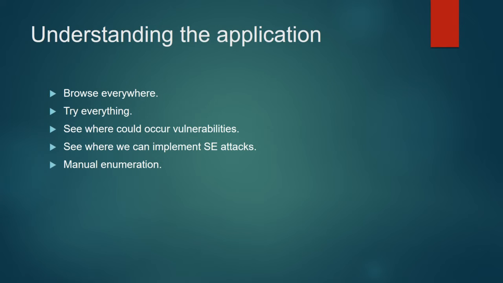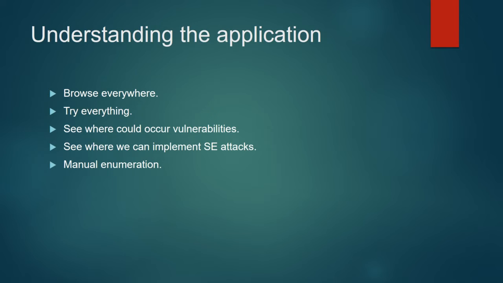Therefore, we need to try everything. So basically, as I said, try almost anything you have on your mind. It can be uploading a file instead of a picture. It can be changing a parameter in the URL. It can be changing a parameter with the POST method. It can be using POST methods where we cannot use POST methods, and so on. So browse anything, try anything, and therefore see where vulnerabilities could occur.